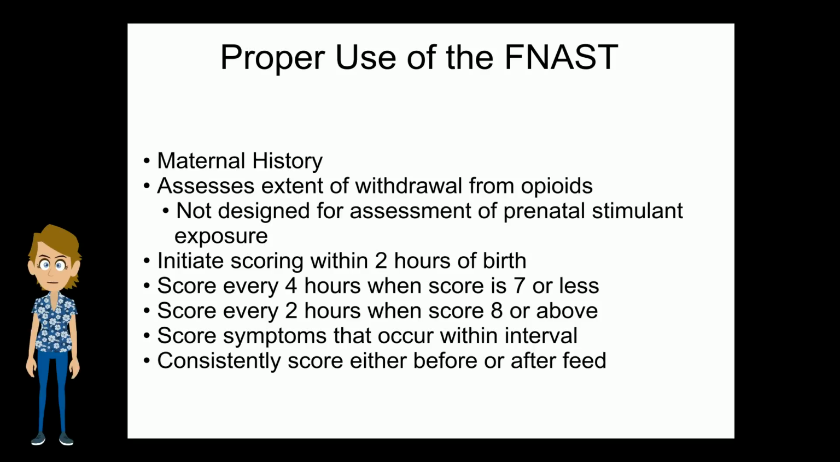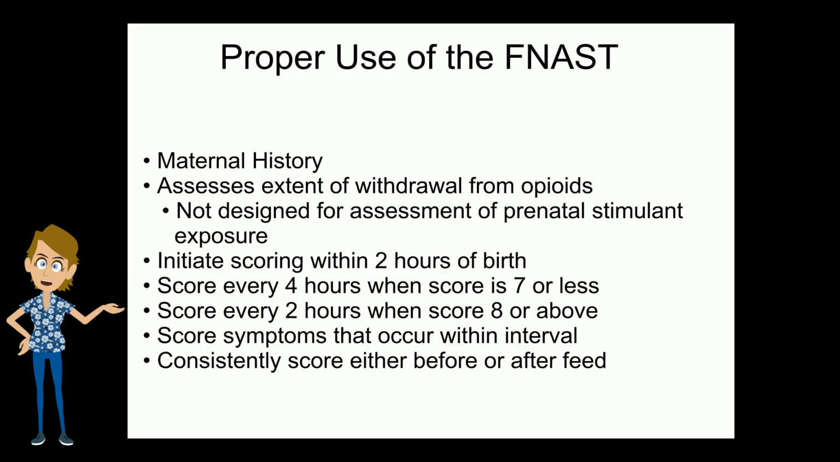It is important to obtain a detailed drug history from the mother regarding her drug use. The FNAST is specifically created to assess for signs and symptoms of opioid withdrawal and not withdrawal from other drugs such as stimulants. Scoring should be initiated within 2 hours of delivery, and the infant is to be scored every 3 to 4 hours. Scoring intervals are determined by the score.